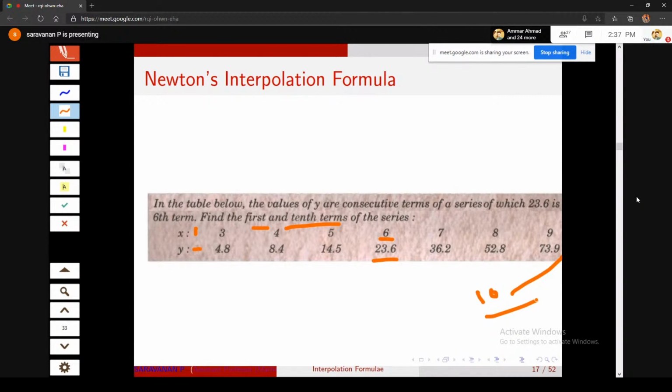What will we do to find the first term? You use the Newton forward interpolation formula, and for that you take x0 equal to 3. Then to compute the 10th term, you use the Newton backward interpolation formula and take xn equal to 9. That's all.